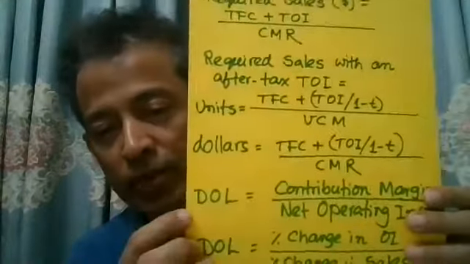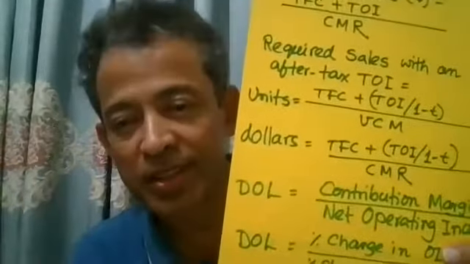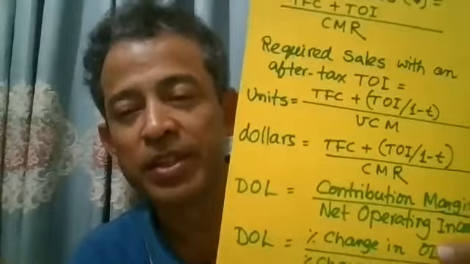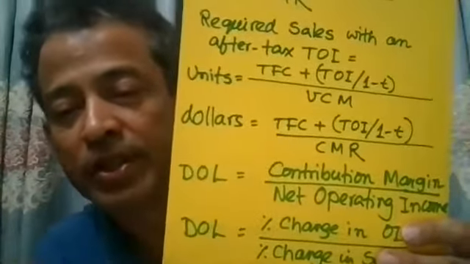Now we are closing in. Our next formula is about the degree of operating leverage. As I said, degree of operating leverage is the profit response to changes in sales. If sales go up by 1%, we expect our profits to go up by more than 1%. Otherwise, what is the incentive?